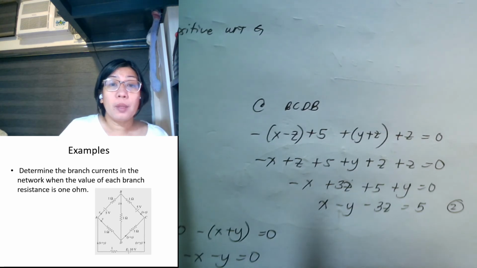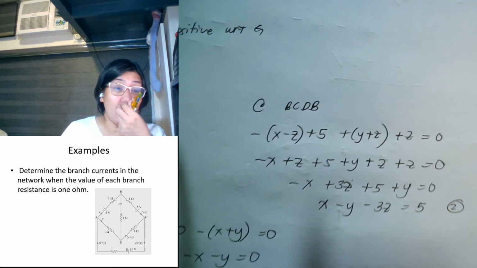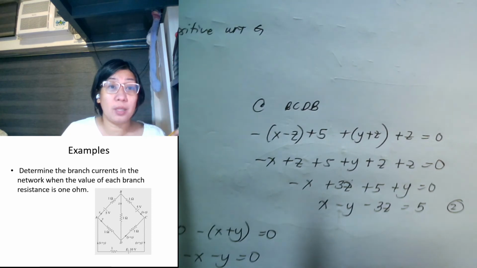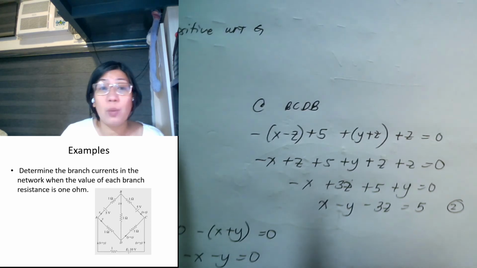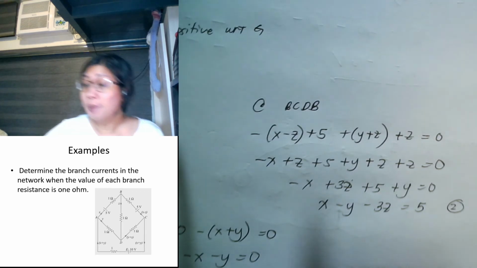So, simplifying this equation, by distribution and by combining terms, we can have X minus Y minus 3Z is equal to 5. So still, we have 3 unknowns. We only have two equations up for now. So what we have to do is get one more equation. And where can we get it? We can get it from the loop C and A. Okay?